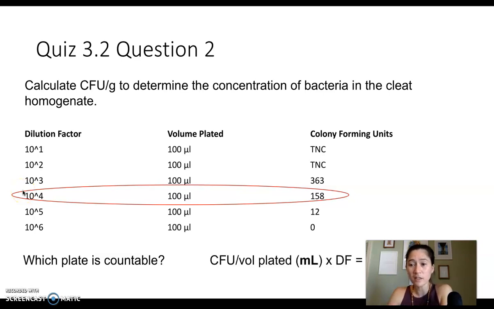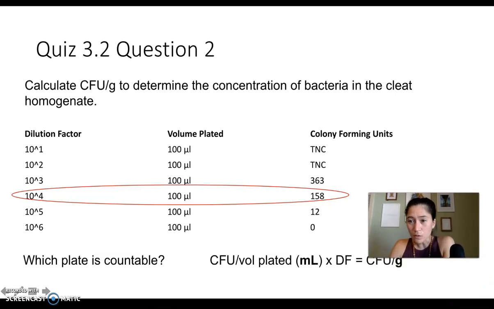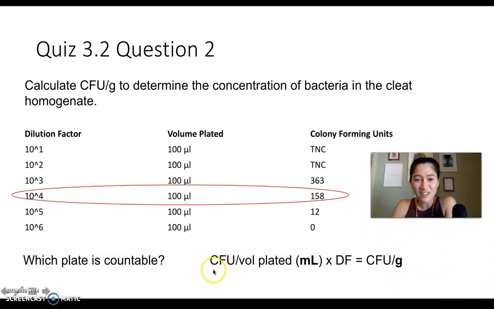Okay, when we do that, the formula here is what we want to use. So CFU per volume plated, and remember that volume plated, when you're using it in this equation, needs to be in milliliters. So you're identifying the CFUs, dividing by the volume plated in milliliters, and then multiplying that number by the dilution factor in order to determine that original CFU per gram concentration of bacteria.